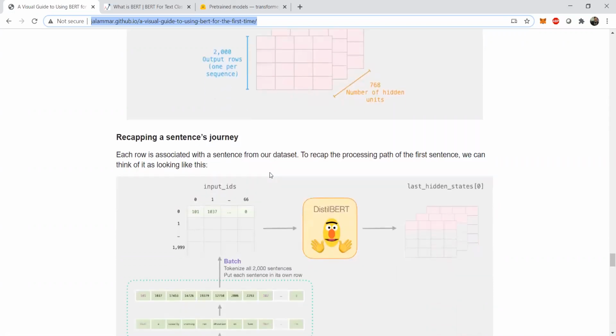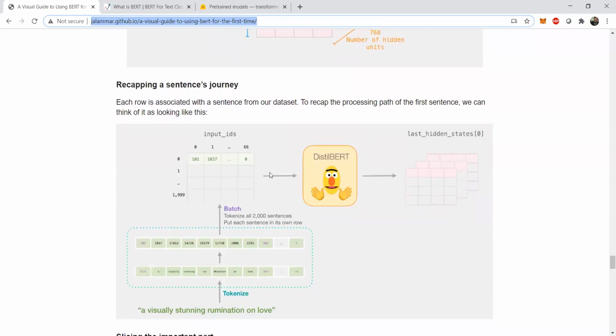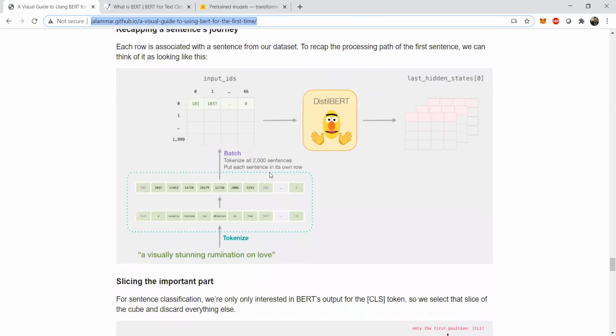So when we want to elucidate this journey, what we generally do is summarized in this beautiful pictorial representation here. We first tokenize the sentence, we apply additional segment and positional embeddings, and then we have the input IDs corresponding to the tokens, and then we pass them in batches.